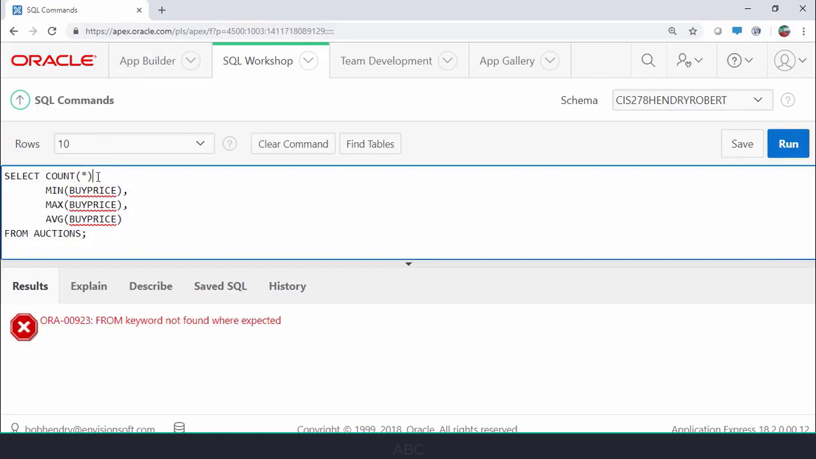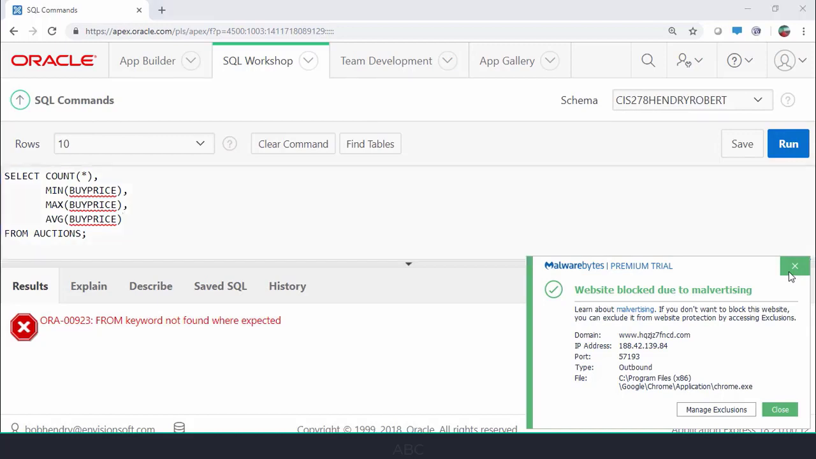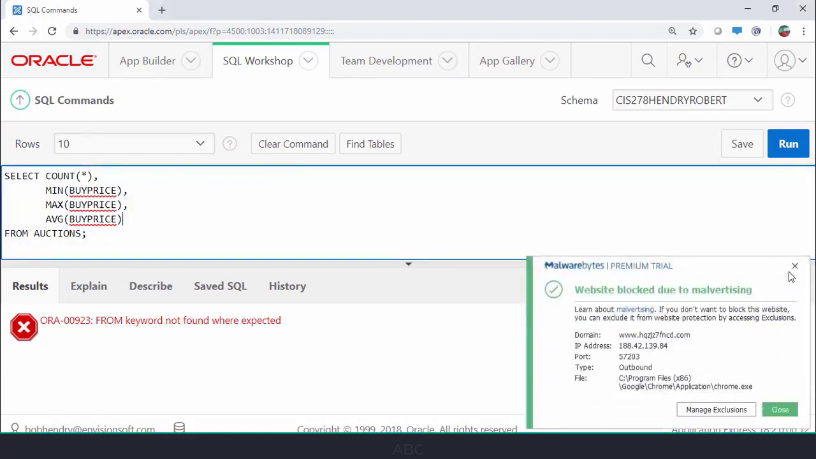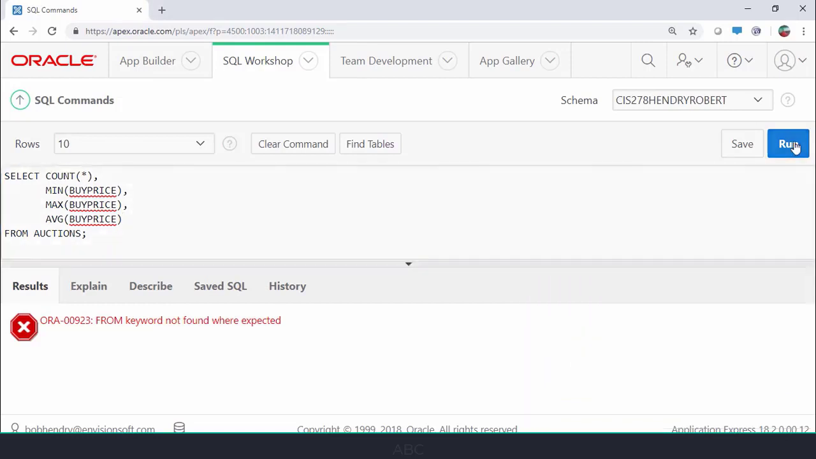Oh, pardon me, I need to have a comma after my count. Remember, when we have a select, it's a comma delimited list, except for the last one that doesn't have a comma at all. So at this point, I'll click on Run. And pardon me, I apologize for these things that pop up. It's kind of annoying. I try to turn it off and it winds up turning itself back on. So if you see one of these, just politely ignore it. Okay, so let me run.